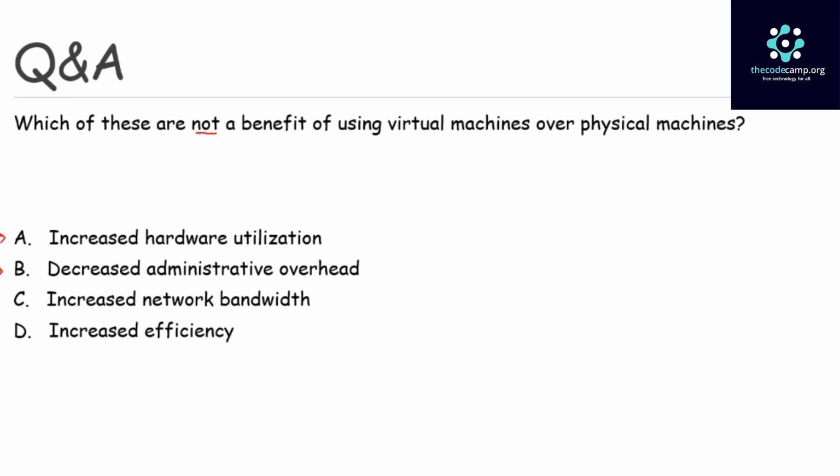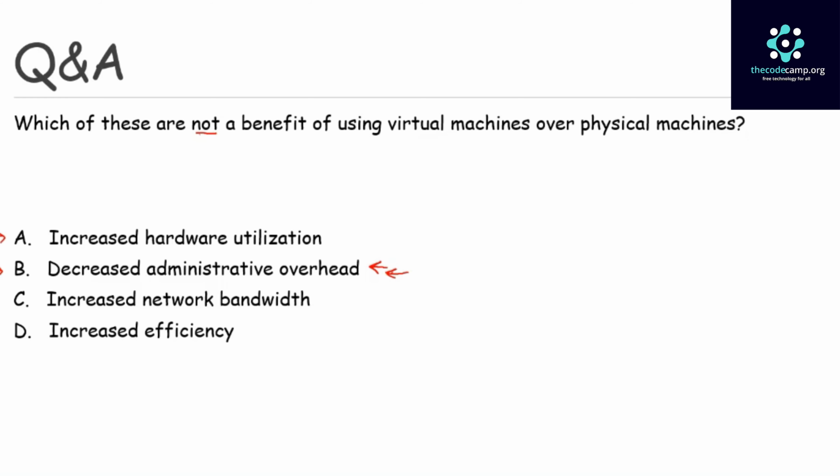It does have decreased administrative overhead, and we did touch briefly on as well that the idea of spinning up a virtual machine as opposed to provisioning a new physical machine does have its own advantages. You can create templates for your virtual machines and be able to automate a lot of that process, so a lot of administrative tasks are reduced when you use virtualization instead of individual physical machines. So B, yes, is also a benefit.